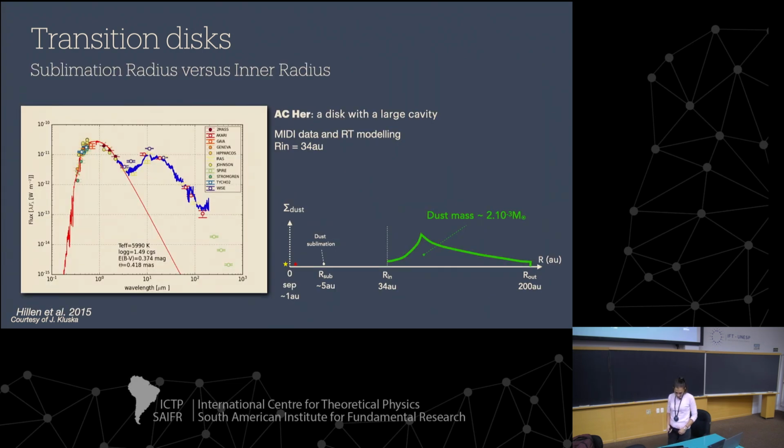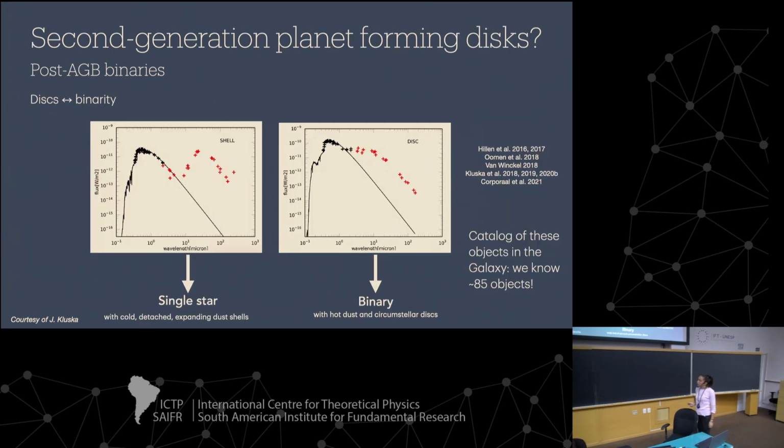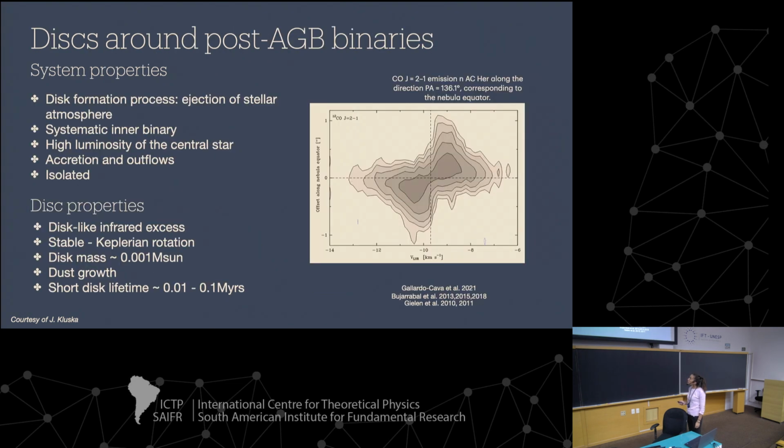So they took observations for all of these systems. You see here the collection of the different data points. Well, this is for just AC Her, which is one disk with a large cavity. And then you see that you collect different data points from the different instruments, and you clearly see that there's a structure in here, right? But this could remind you of this, right? Look at this, and then I'm going to go back to the other one.